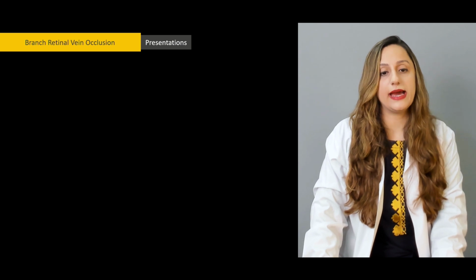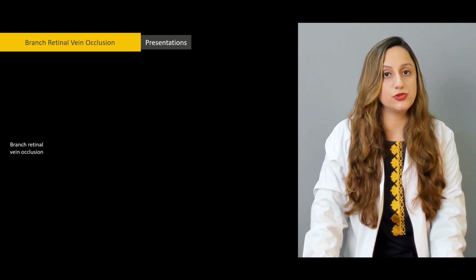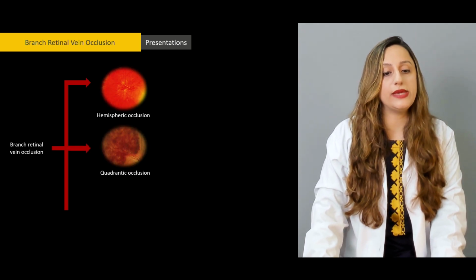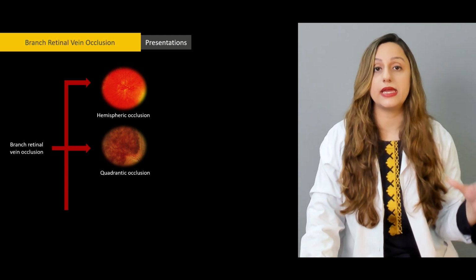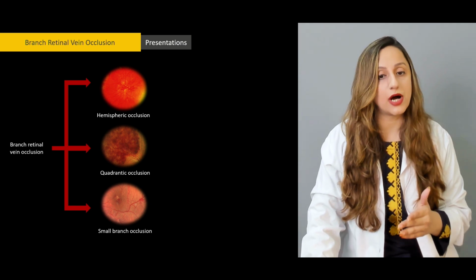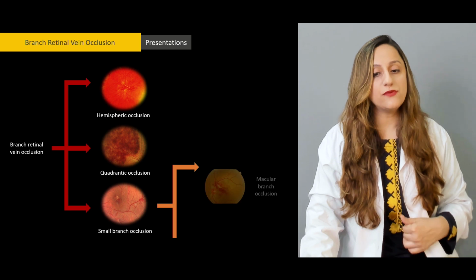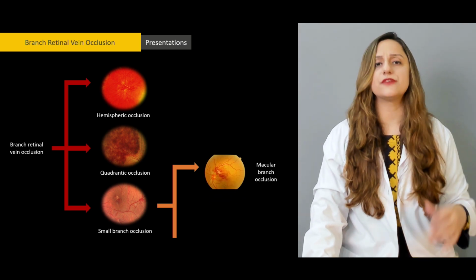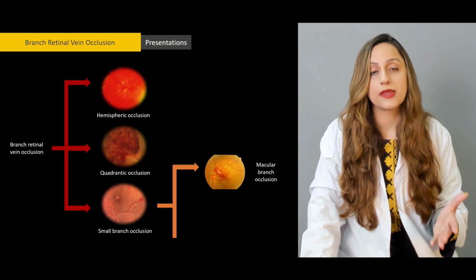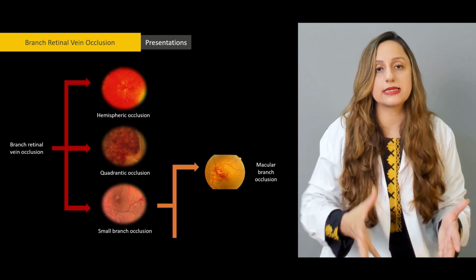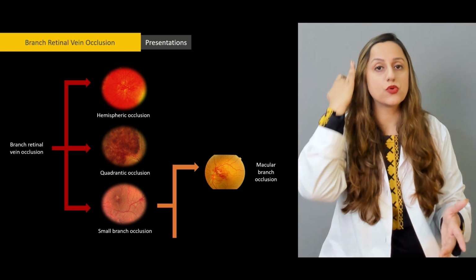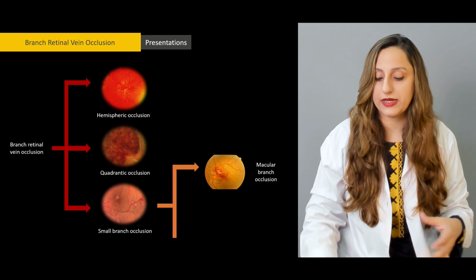On the other hand, we have the presentations of the branch retinal vein occlusions, and that would include a hemispheric occlusion. On the other hand, we have a quadrantic occlusion in which a wider area is being affected by this branch retinal vein. And then we have the small branch occlusions. Whenever we have these small branch occlusions, it can affect a very small area of the macula. But still, if this small area is being affected, or if there is a branch, usually a cilioretinal branch that is supplying the macular region, then the central vision is being affected.